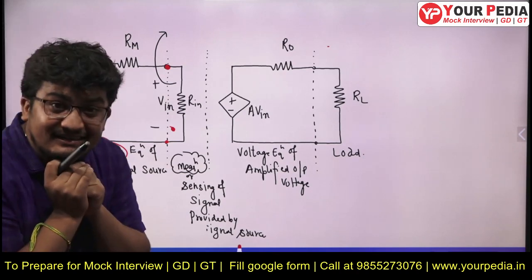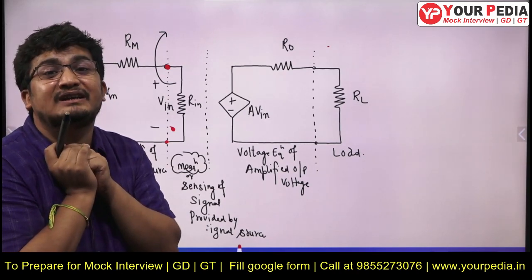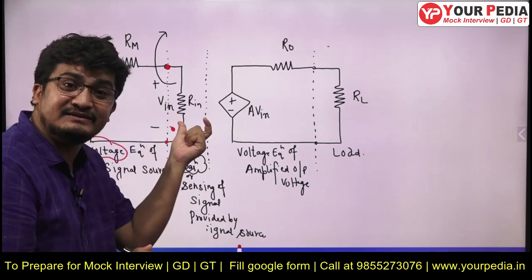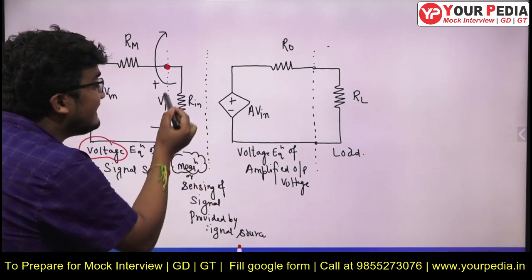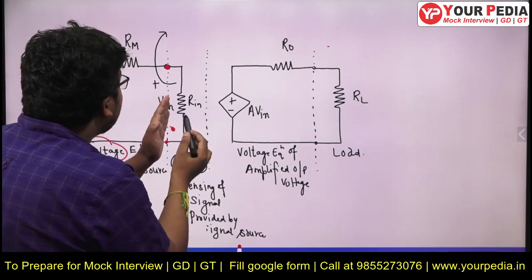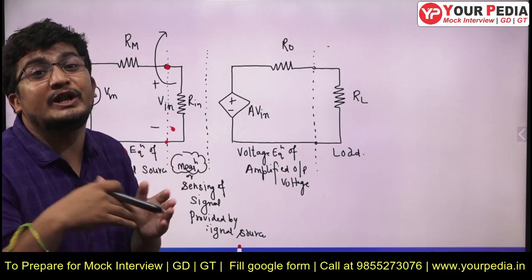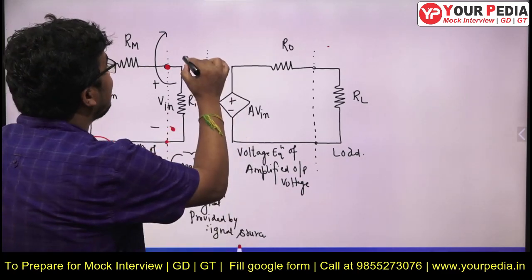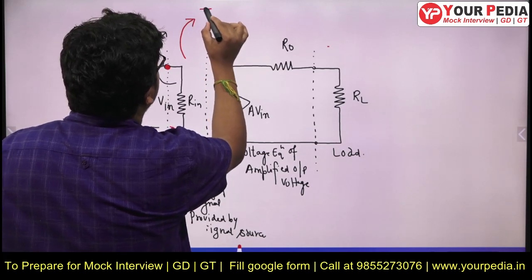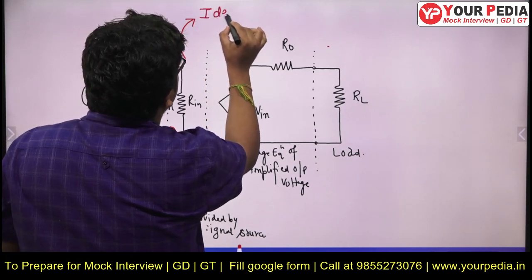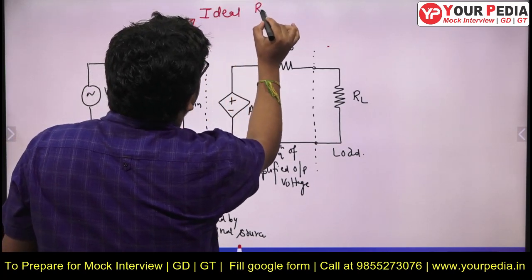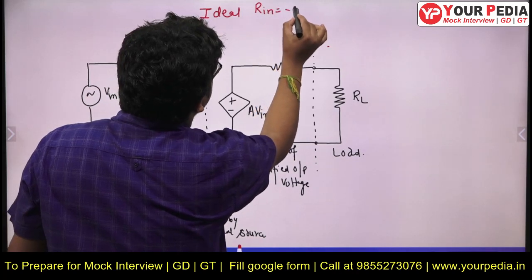Under ideal conditions, a voltmeter's input resistance is infinite, so it should do the measurement like that. It doesn't disturb the preceding stage. Disturb means it doesn't provide any loading effect. So for ideal measurement, what should be the constraint? For the ideal condition, your Rin should be infinite. So this is the logical discussion.